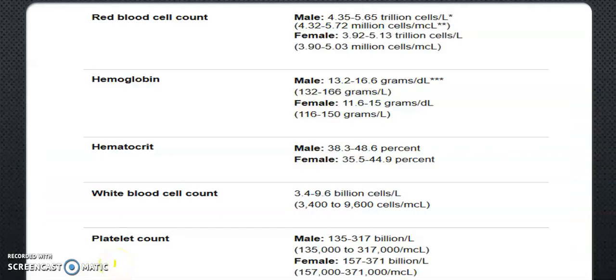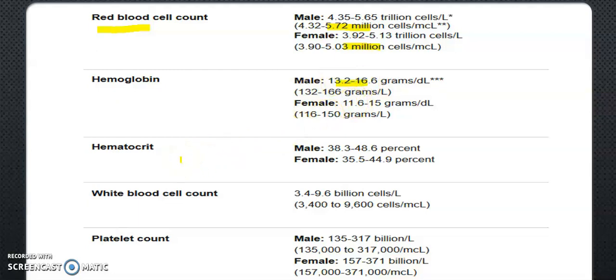If we look at the number of red blood cells, white blood cells, and platelets that we have, the values are approximately right here. In the case of the red blood cells, in males it is approximately 5 to 6 million, as you can see right here. In the case of females, it's going to be more or less from 4 to 5 million cells per microliter. Hemoglobin, which is found inside the red blood cells, is going to be approximately from 13 to 16 grams per deciliter, as you can see right here.